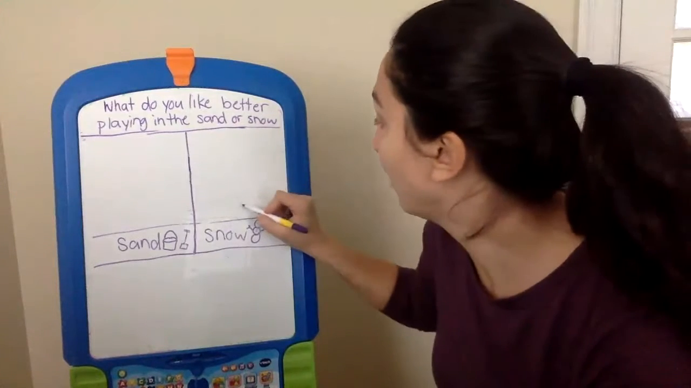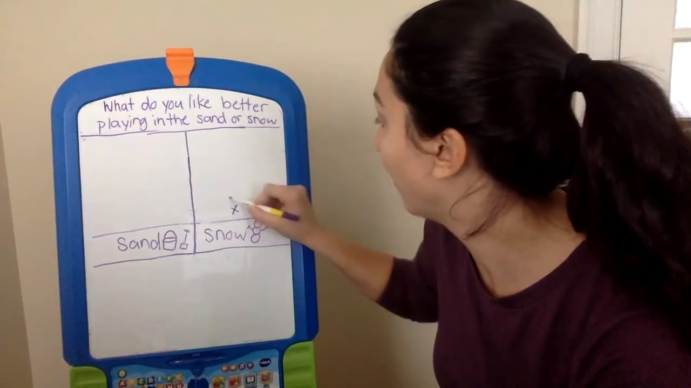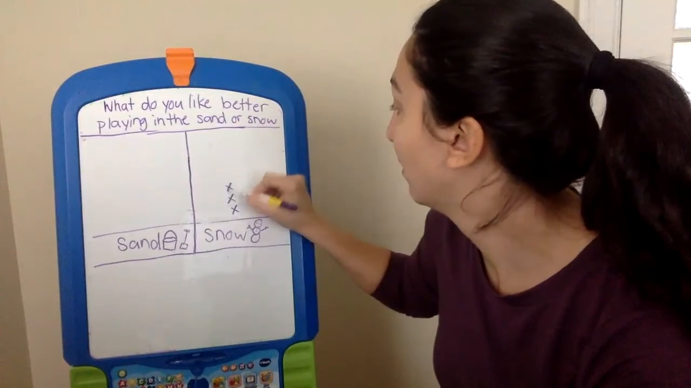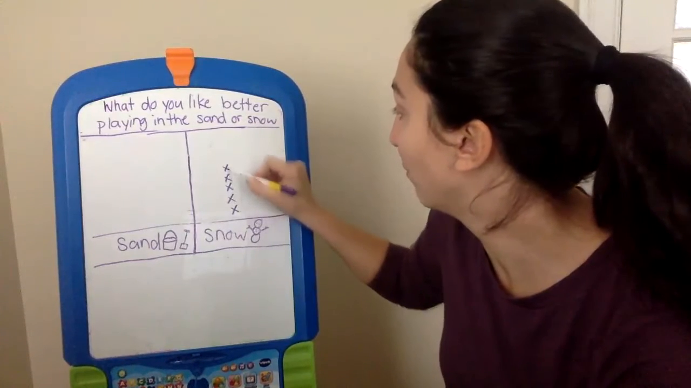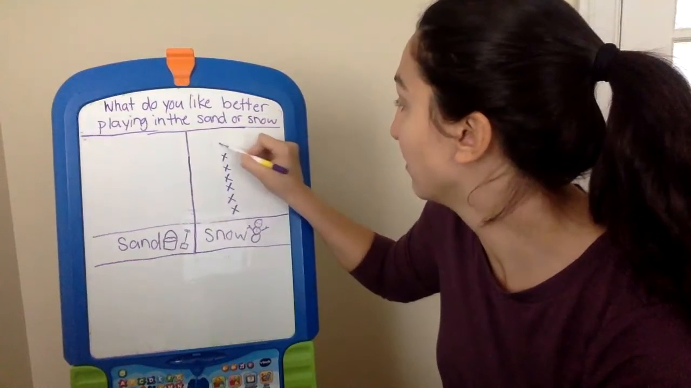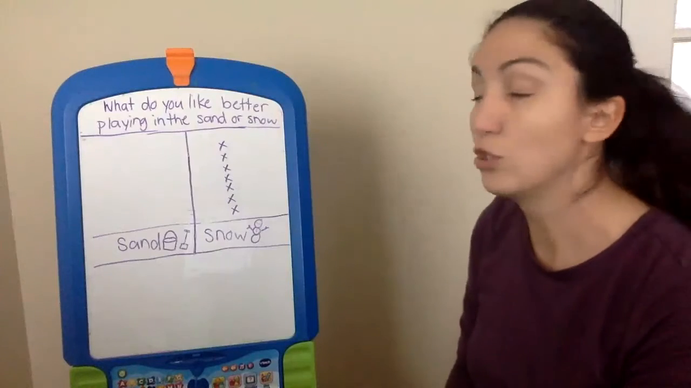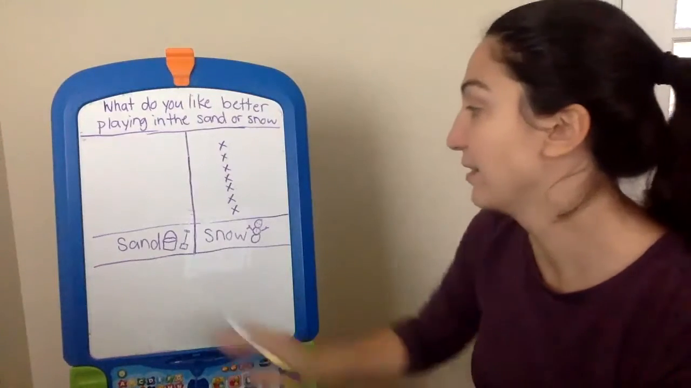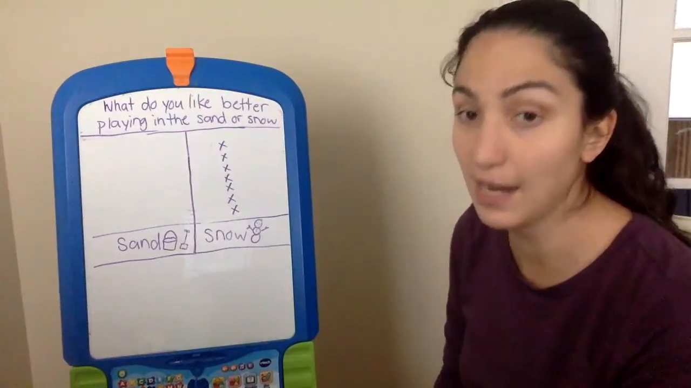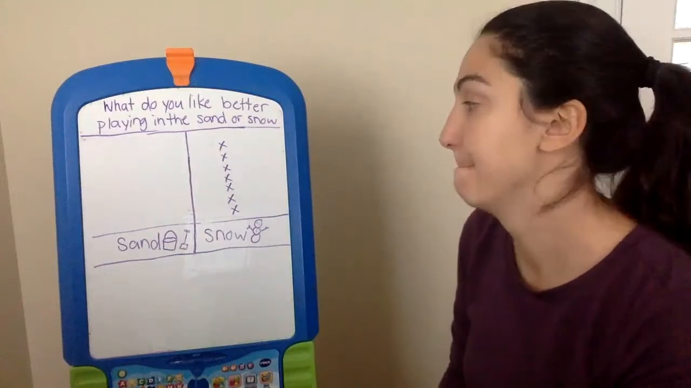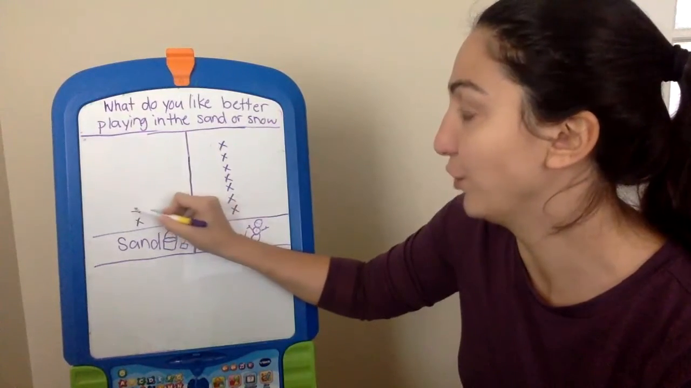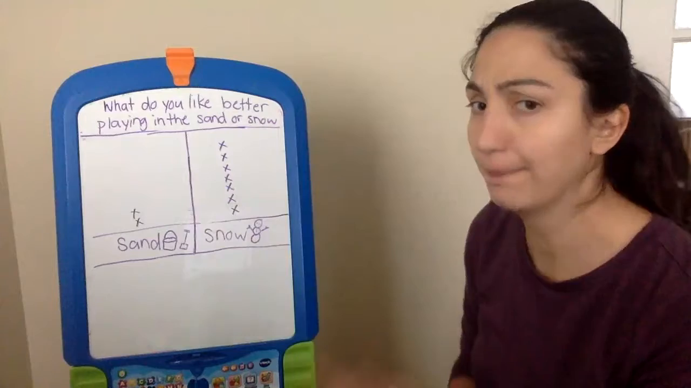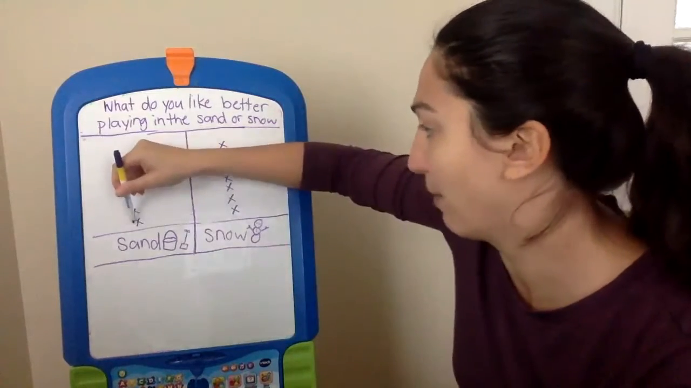So I'm going to tell you that 7 friends like to play in the snow. 1, 2, 3, 4, 5, 6, 7. 2 fewer friends like to play in the sand. Does it mean that I'm putting 2? Is that 2 fewer? Let me see if that's 2 fewer. I'm going to match them up.